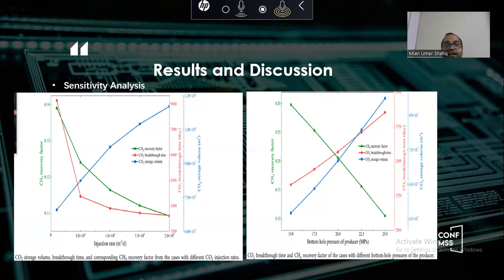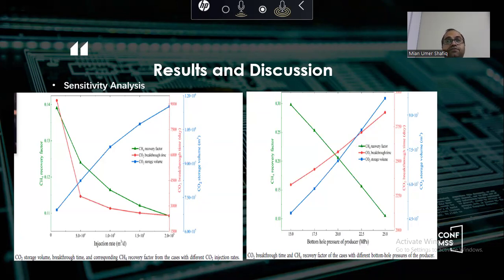Considering different natural depletion and recovery degrees of the shale gas reservoir, the first, fifth, and seventh years were simulated as the starting time of CO2 injection, with a constant surface gas rate of 100,000 cubic meters per day, and the cumulative shale gas production from the producer set at a constant bottom hole pressure of 25 megapascals.